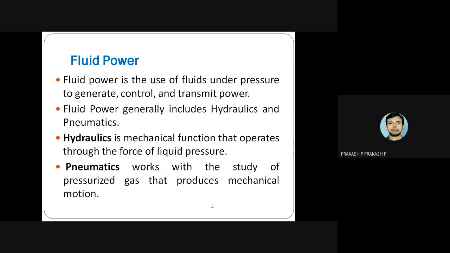Normally, fluid power is classified into two types. One is hydraulics and the other is pneumatics. Hydraulics is nothing but using liquid pressure to operate any hydraulic system. Similarly, pneumatics is nothing but using pressurized gas to produce mechanical motion to control the pneumatic system.